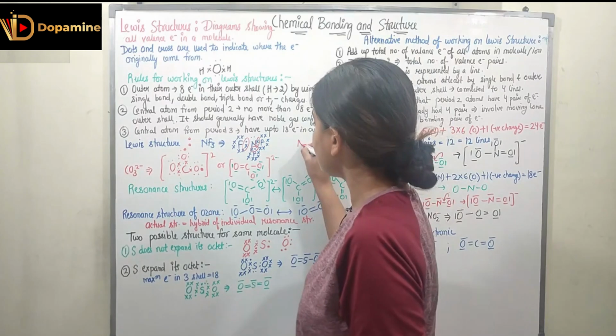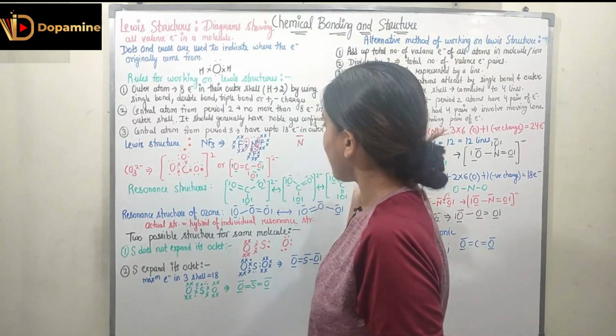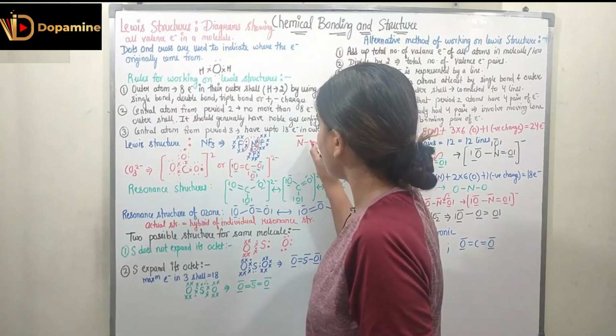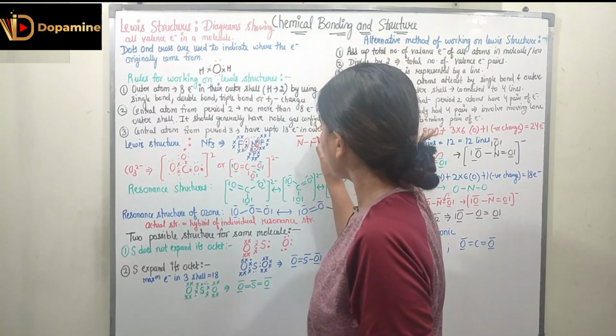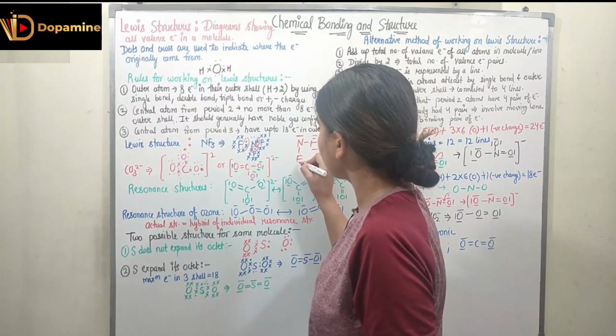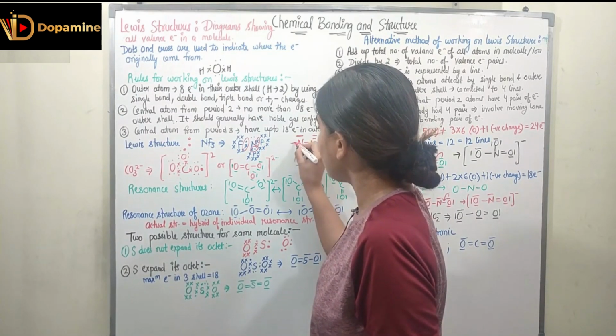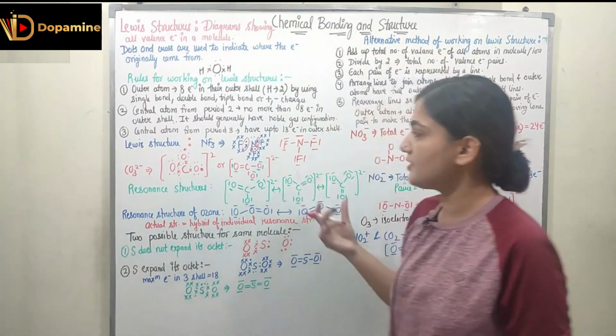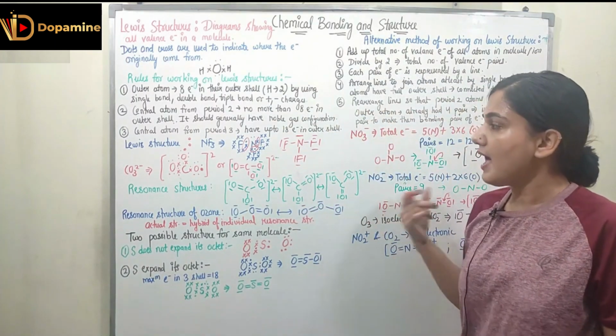So how can I represent this structure? Nitrogen has a lone pair, and it has a single bond with each fluorine. Each fluorine has 3 lone pairs. Again it has a single bond with a fluorine having 3 lone pairs, and a single bond with another fluorine having 3 lone pairs. So this is how we can make the structure of NF3.